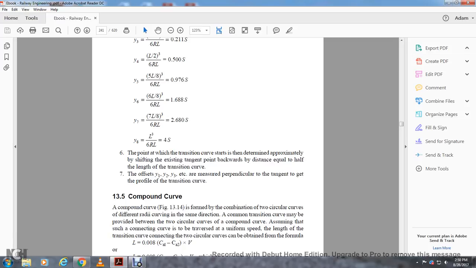At the point where the transition curve is introduced, the existing tangent points are approximately shifted, because the distance equals half the length of the transition curve. The offsets y1, y2, y3 are measured perpendicular to the tangent to keep the profile of the transition curve.